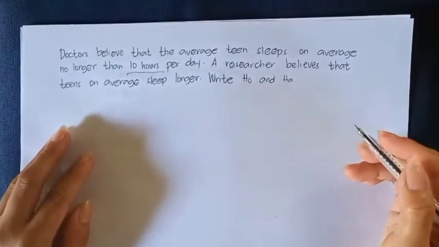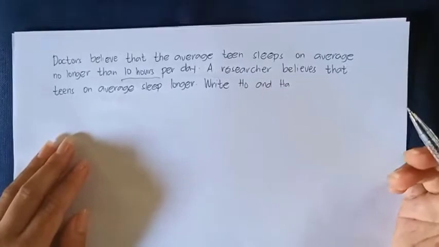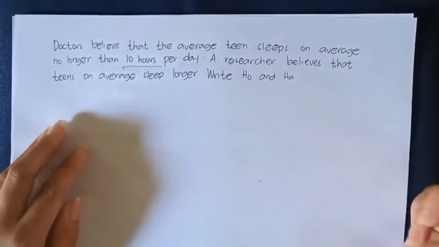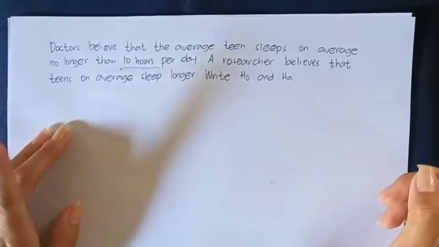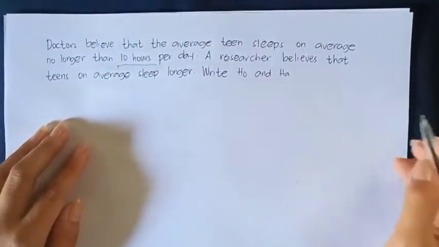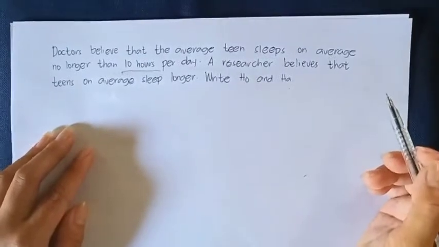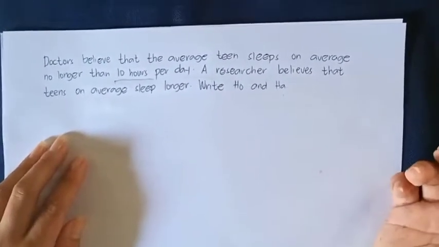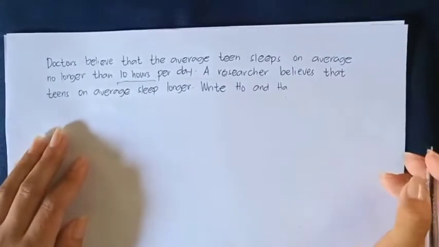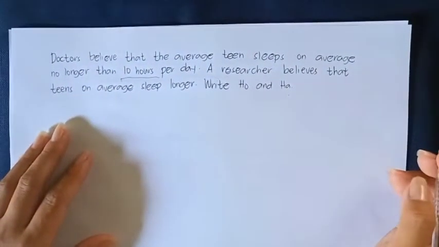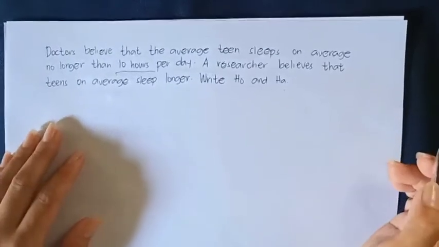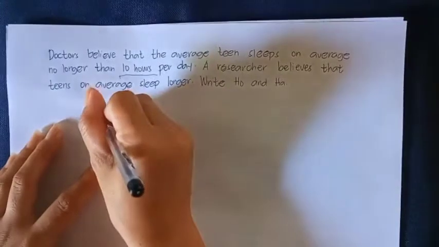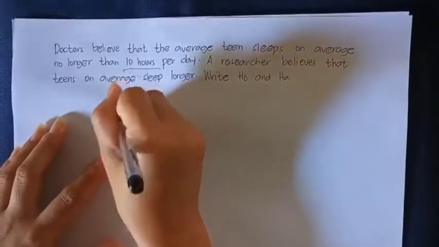Now, the difference in this case is that the wording is very different. Doctors believe that the average teen sleeps no longer than 10 hours. No longer means that doctors believe they might sleep 1 hour, 2 hours, 3 hours, 4 hours, 5 hours, but up to as soon as you get to 10 hours. No longer than 10 hours means no longer than that. So this is clearly not a case of equals or not equals, because the wording of the problem is telling us no longer than 10 hours. So we're going to write the null hypothesis accordingly.